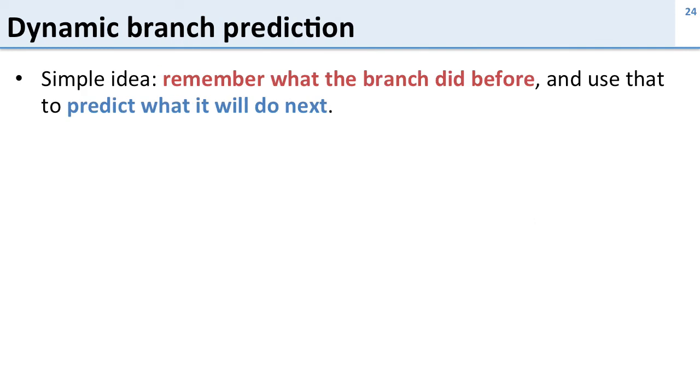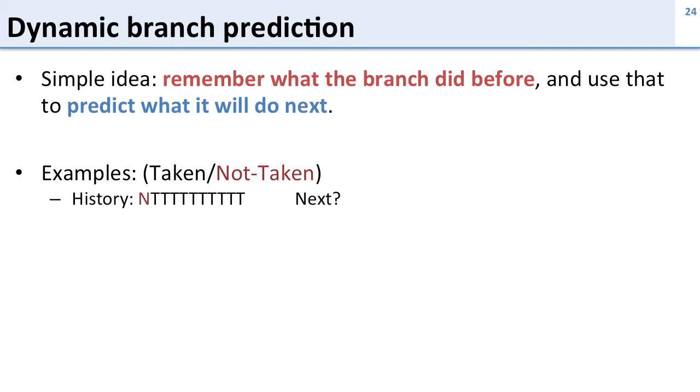So let's take a look at some examples here. Remember, the idea here is to record what the branch did before, record the branch's history, and use that to predict what it will do next. Here's a branch history, which is one not taken, followed by a whole bunch of takens. So based on this history, what's a reasonable thing to predict for the next branch? Well, it's reasonable to predict that it's taken. We have a whole bunch of takens in a row, so it's likely the next one is going to be taken as well.